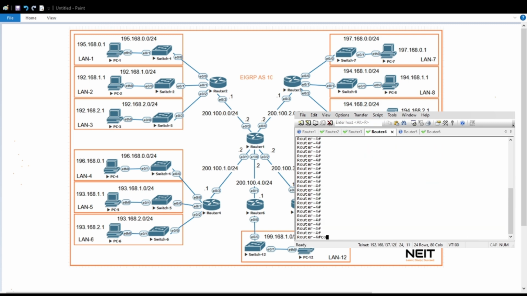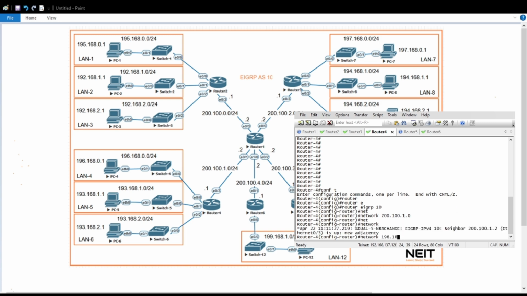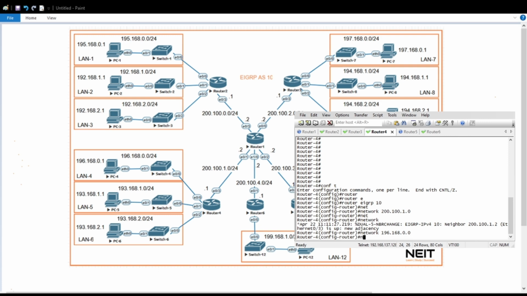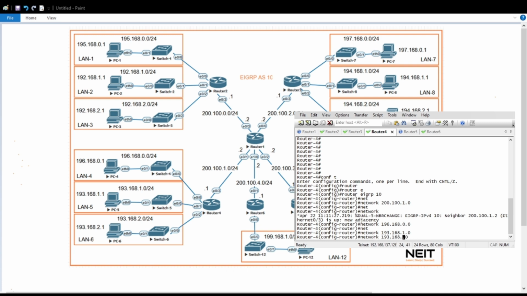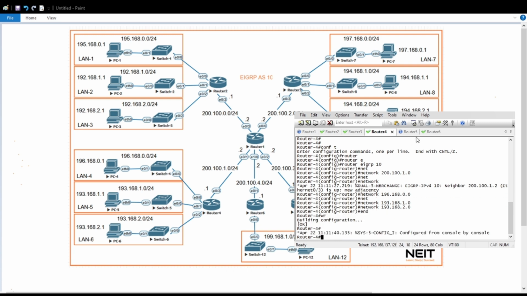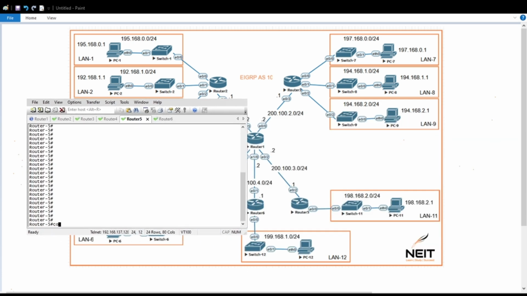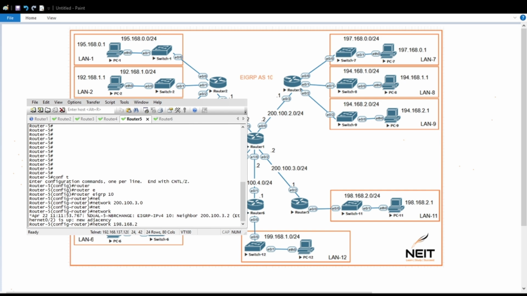Now router 4. On router 4 we have to advertise the network 200.100.1.0. After that 196.168.0.0 LAN network and 193.168.1.0 and 2.0. Now router 5. On router 5 the network is 200.100.3.0 and the LAN network is 198.168.2.0.